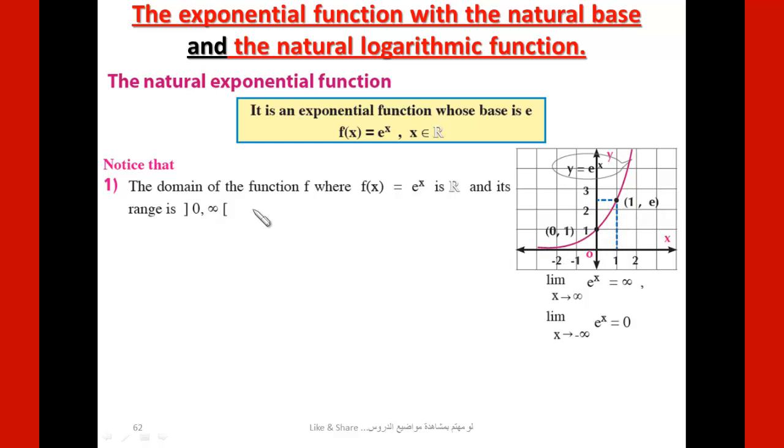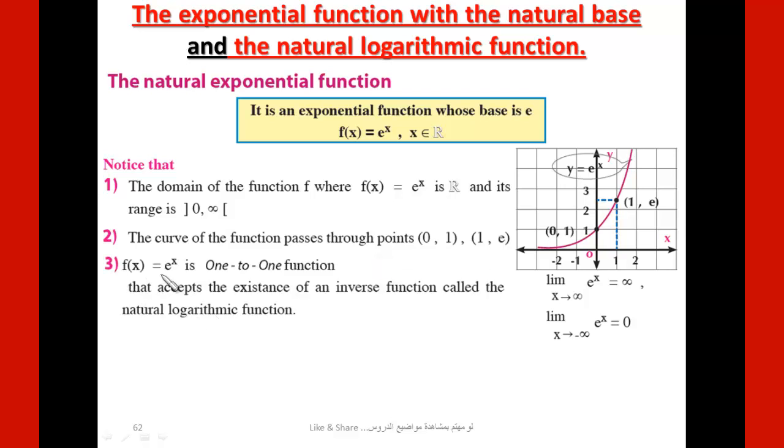So the domain of the function f, where f of x equals e power x, is R, and its range is the open interval from 0 to infinity. This curve will not touch the x-axis, and the curve of the function passes through the points (0, 1) and (1, e).